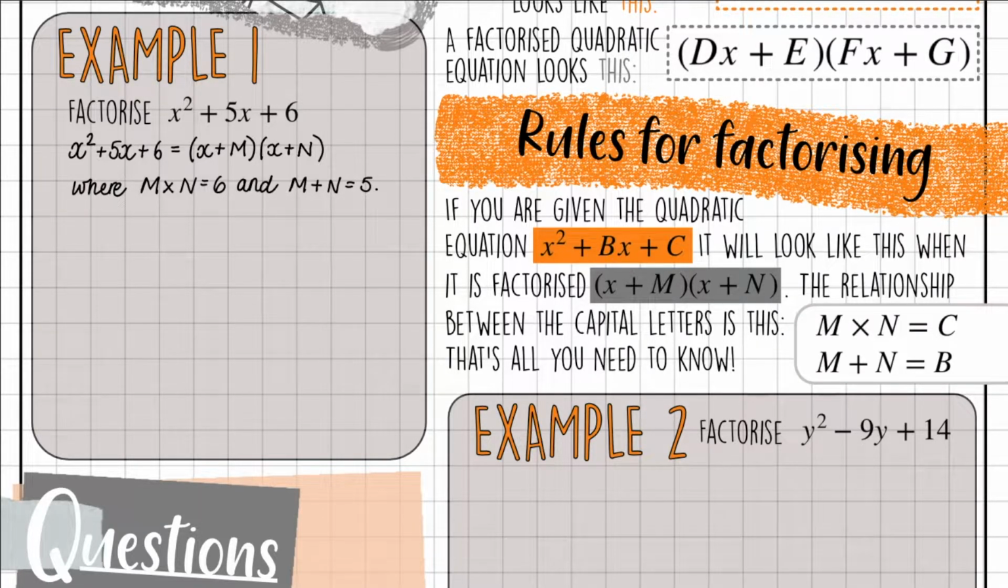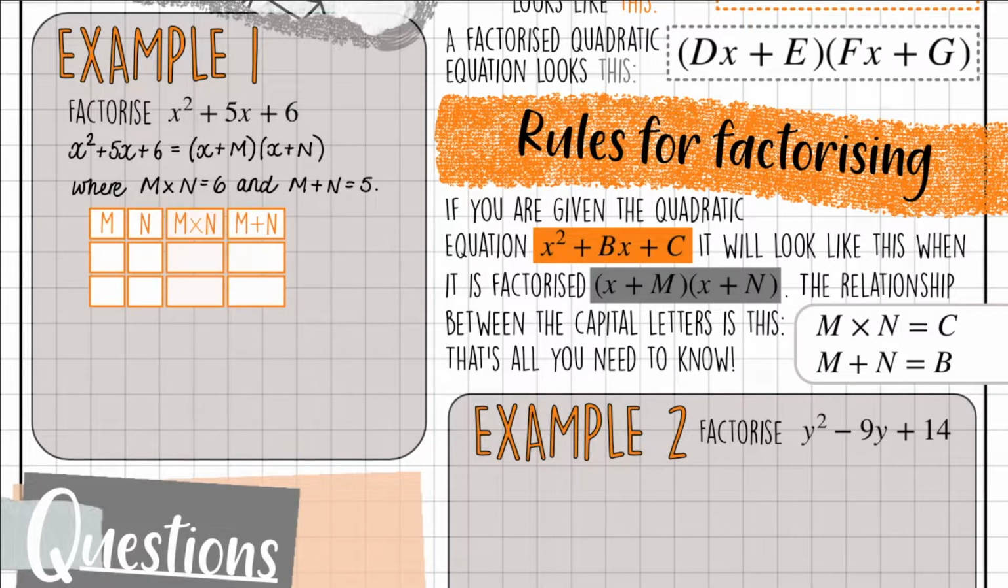Let's go through some possible scenarios of what m and n could be. For this, I always like to draw out a table like this. Okay, if m times by n has to equal 6, then we could have this scenario. Here, m is 1 and n is 6. M times by n is 6. However, m plus n is 7. Now, we needed m plus n to equal 5, so this scenario doesn't work. We can also have this scenario.